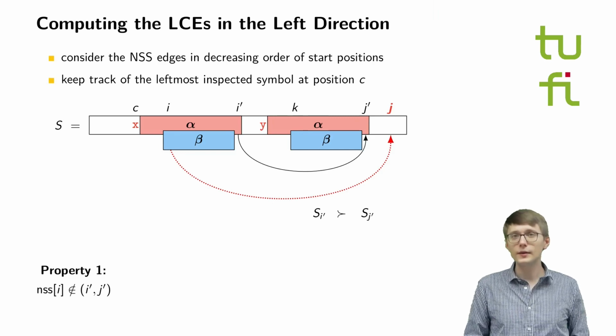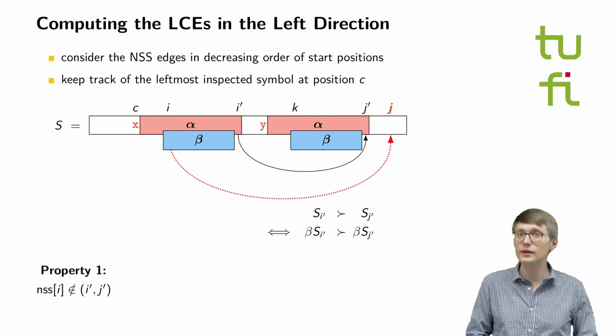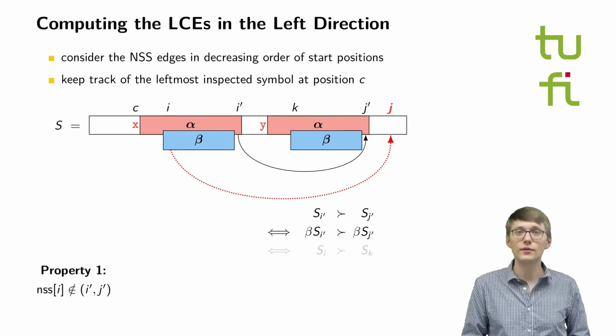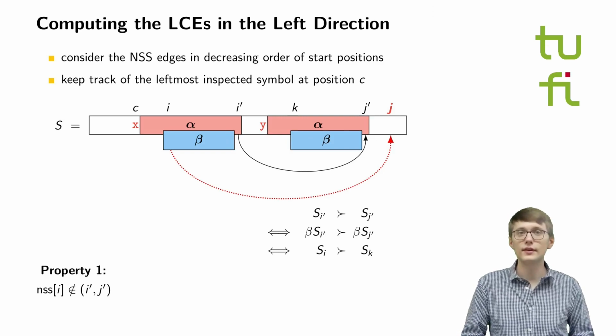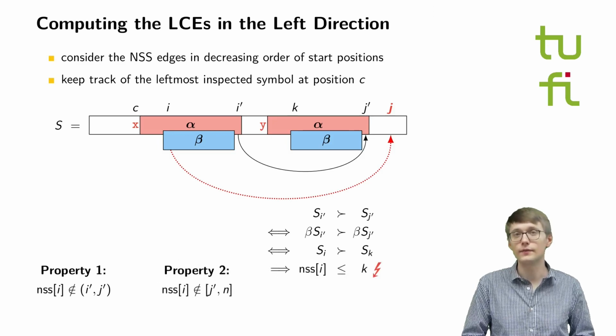Naturally, prepending any prefix to both sides doesn't change the lexicographical order, so let's prepend beta. Now the string on the left side is identical to the suffix at position I, and the string on the right side is identical to the suffix at position k. Since we have shown that the suffix at position I is lexicographically larger than the suffix at position k, we know that the next smaller suffix edge starting at position I cannot go any further than position k. This is a contradiction, and we have shown that the property holds.